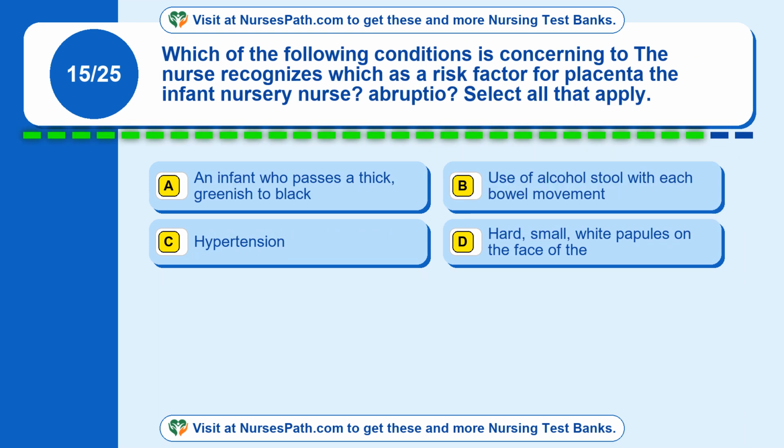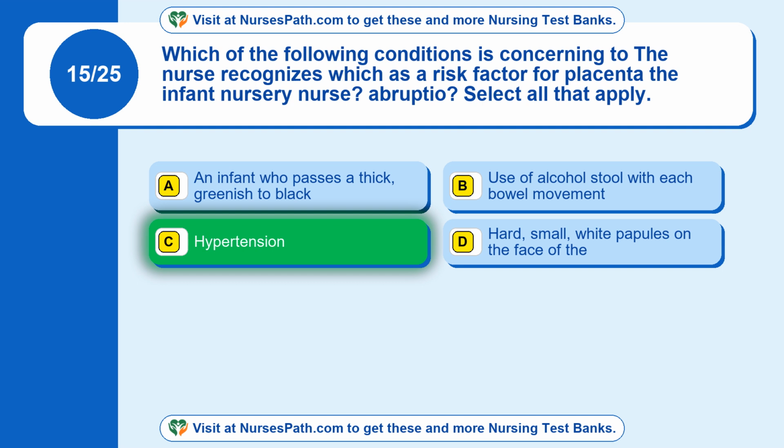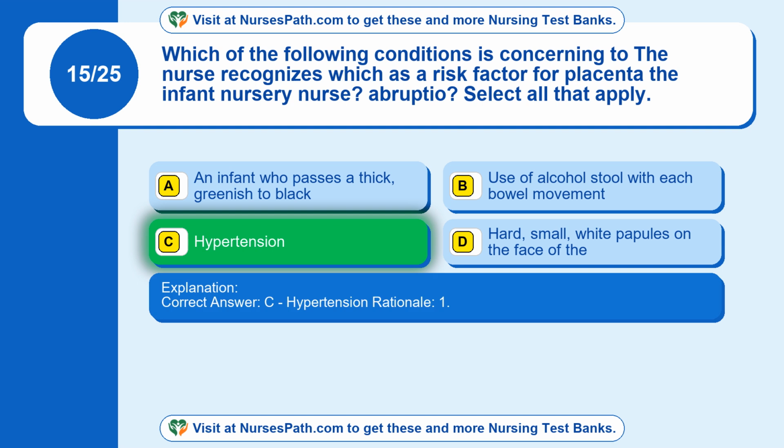Question 15. Which of the following conditions does the nurse recognize as a risk factor for placental abruption? Select all that apply. Option A. Use of alcohol. Option C. Hypertension. The correct answer is option C. Hypertension. Correct answer C. Hypertension.